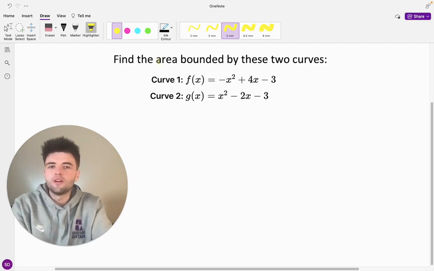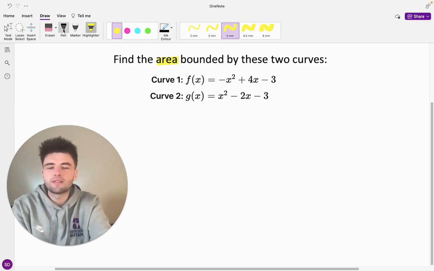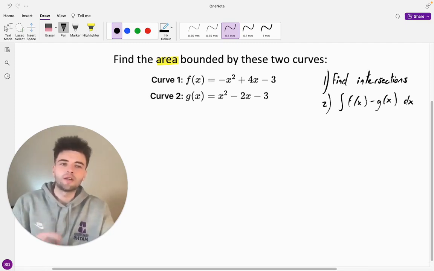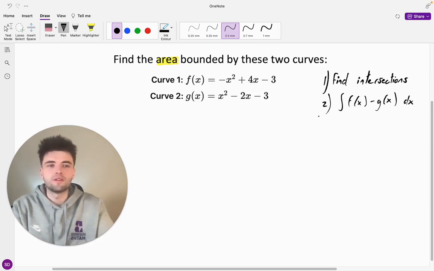So here we need to find the area bounded by these two curves, and we're given these two curves f of x and g of x. There's always going to be a two-step process we use to approach questions like this. The first step is to find the intersection points, and then the second step is to integrate the difference between the two curves. We're going to follow those two steps here now.